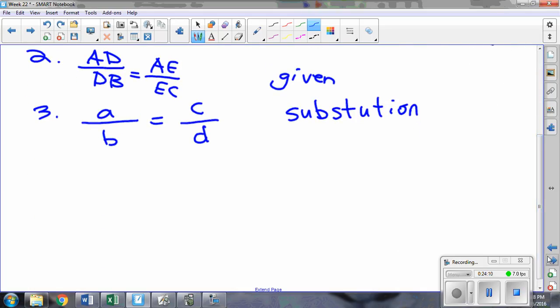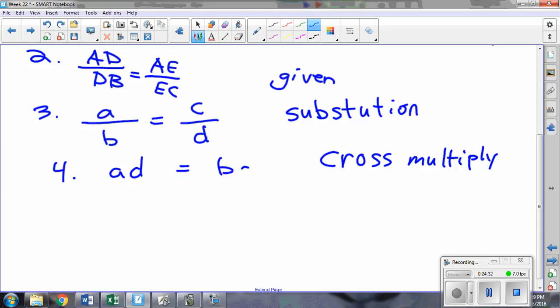Well, what's our standard thing now? Whenever we see a proportion, what do we typically do with it? Exactly. We'll cross multiply. So when we cross multiply these, what do we get? AD equals BC.